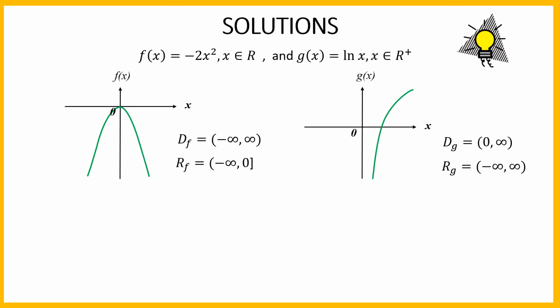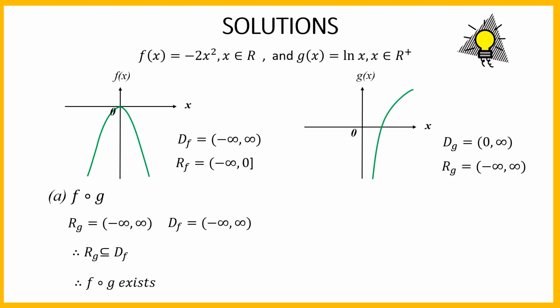infinity to infinity. Hence, to determine whether f of g exists, we need to analyze the values of the range of g and the values of domain f. Observe that the values of range of g is the same as domain f. In other words, the range of g is equivalent to domain f. So, f of g exists.